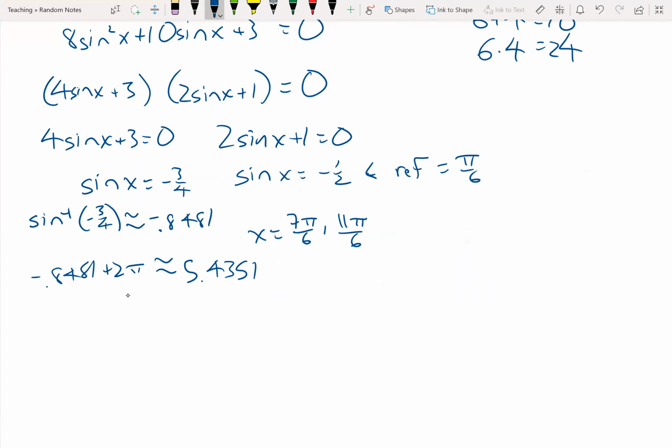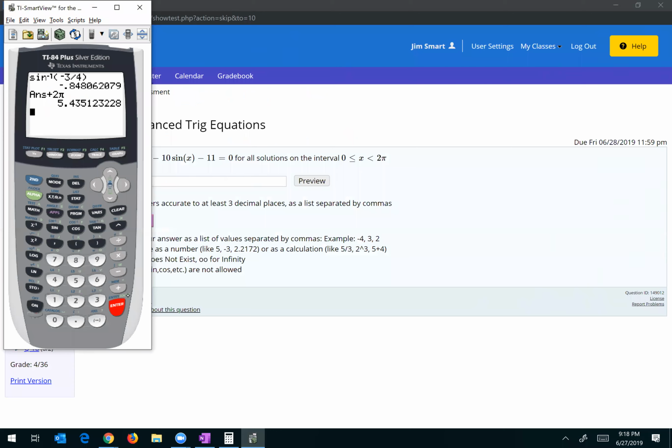And then I need the second quadrant angle. I mean the third quadrant angle. I'll do pi plus 0.8481. That will be approximately 3.98. It'll be 3.990 to 3 decimal places.